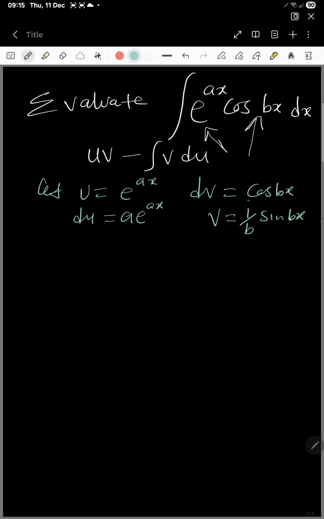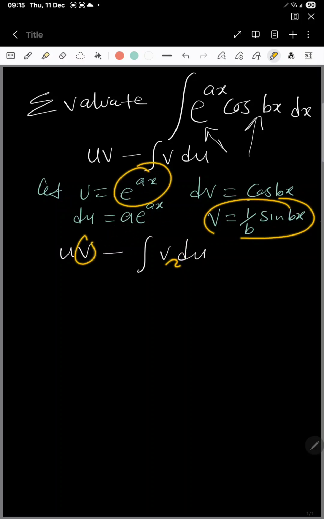Having gotten those, we can then replace them in the formula. The formula that we've already stated is uv minus the integral of v du. So that's what we are simply doing. By replacing in that formula, we have uv minus the integral of v du. Our u in this case is this one, our v is this one, and then du we are putting this. Let's quickly do that and see how we can unfold the question.